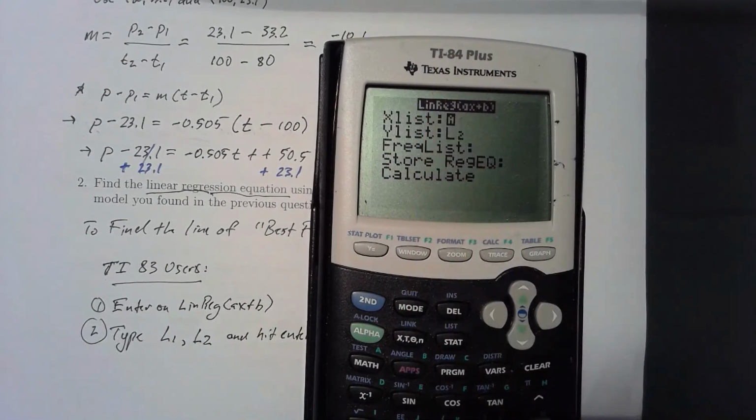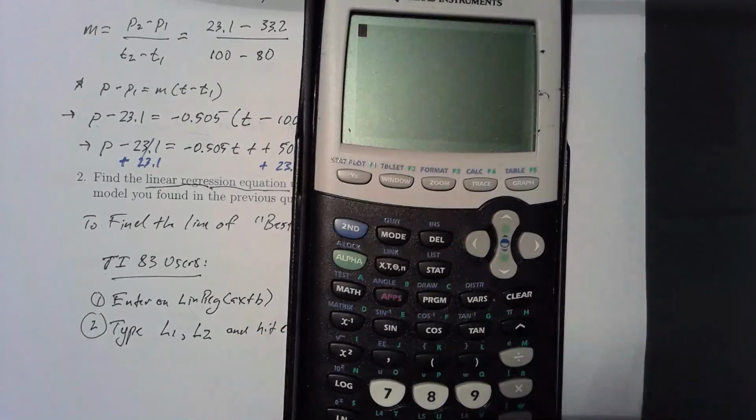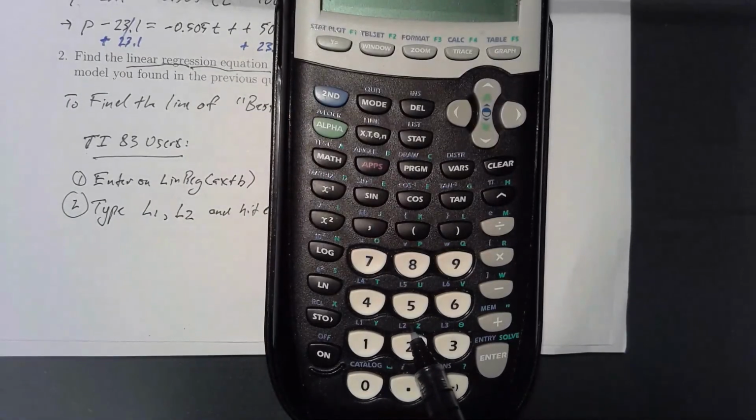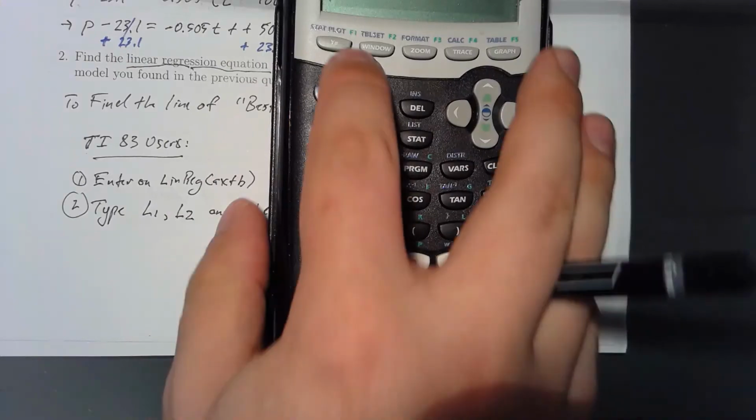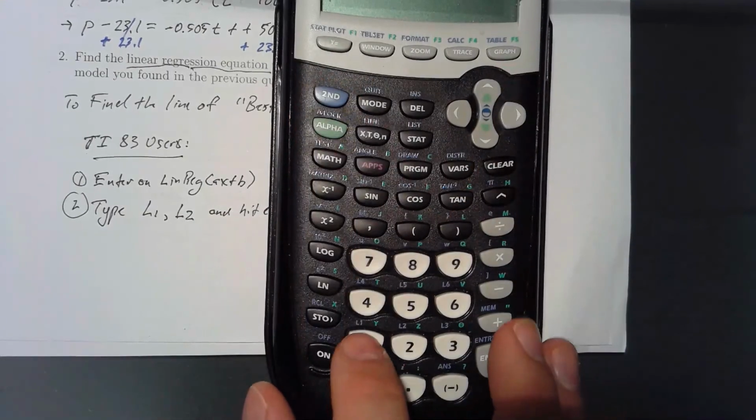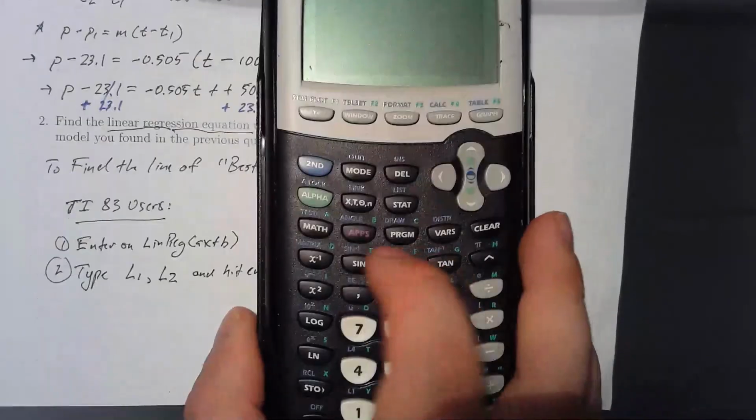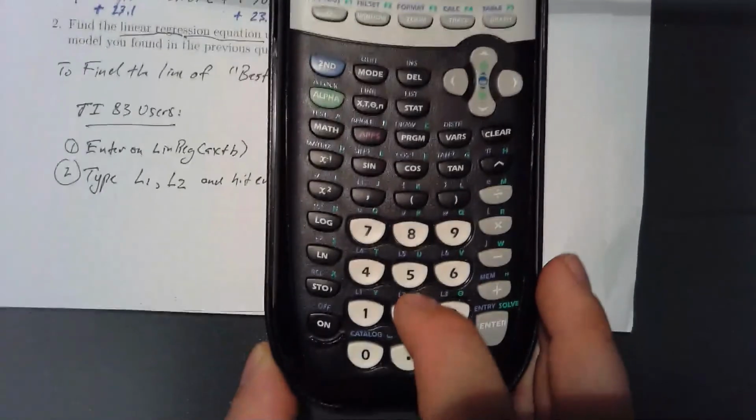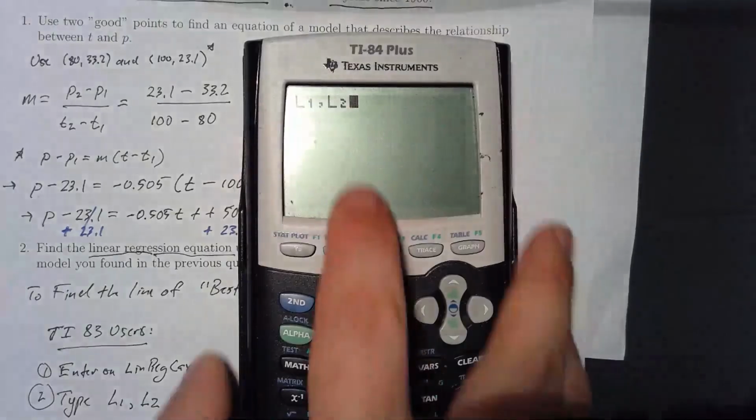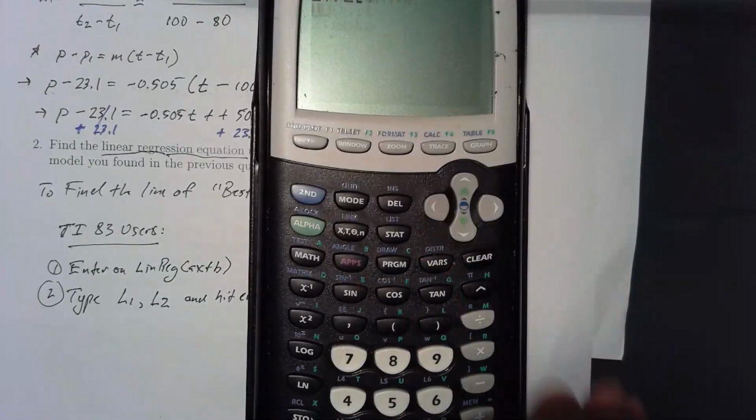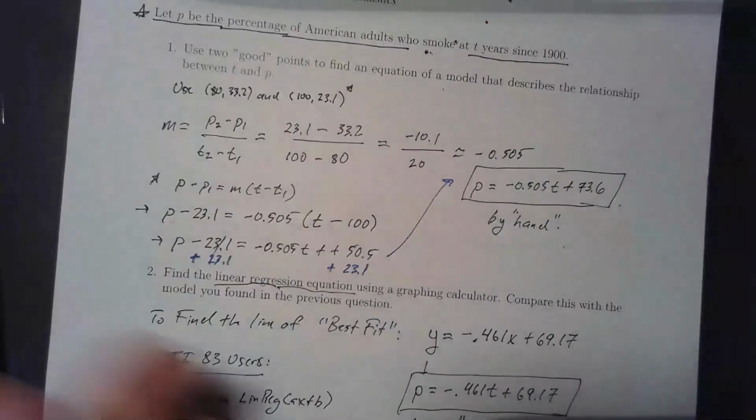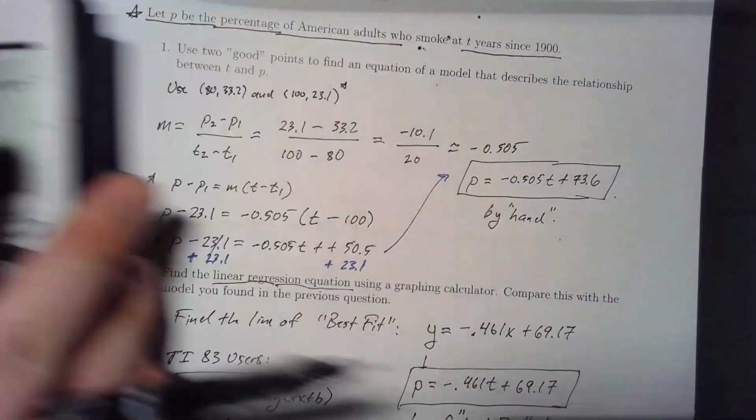And then once you do that, to get to the L1 and L2 buttons, since they're in blue, you're just going to hit second 1, which will give you L1. Then you're going to hit comma, which is right here. Then second 2 for L2. And then you're going to hit enter. Now here when I do that, it's not going to work, but that's what you're going to do if you have an 83.